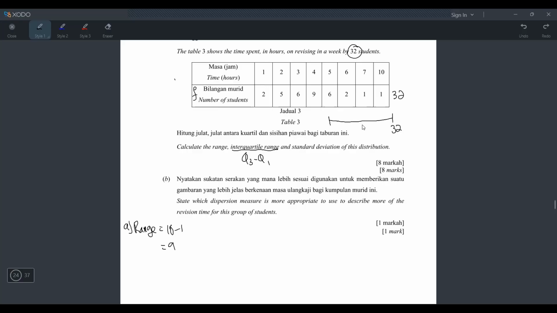32 numbers. So what is the half? What is the median? What is the Q2, the half? Some students will say 16, but it's wrong. It's not 16. It's 16.5. Remember, for the median, Q2, there is one formula.